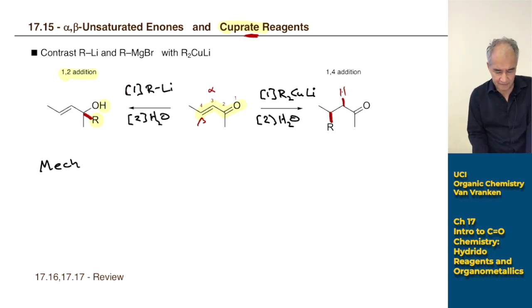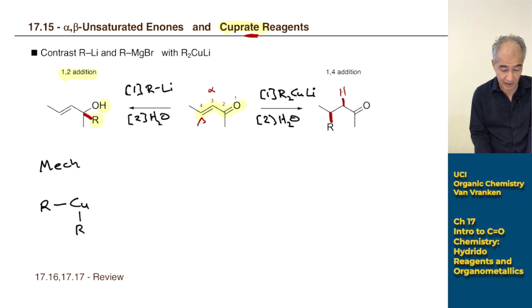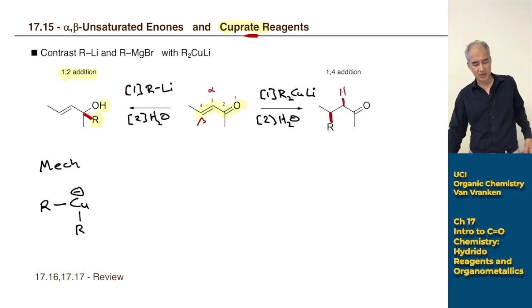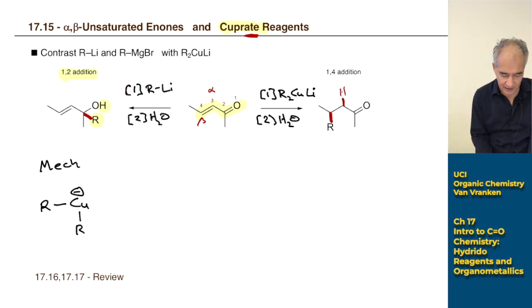So if I take a cuprate reagent, let me go ahead and draw out the cuprate reagent over here. It doesn't matter whether R is methyl or ethyl or phenyl. This is the structure of a cuprate reagent. 2 bonds to copper. 1 bond to copper is neutral. If you make a second bond to copper, what they do is they take 2 equivalents of alkyl lithium and add it to copper bromide, and so you precipitate out the lithium bromide.